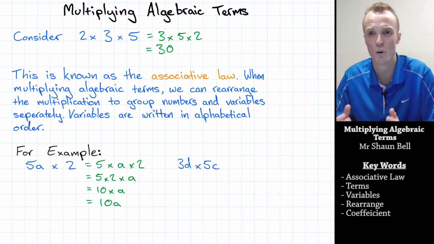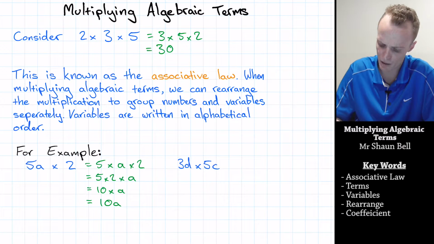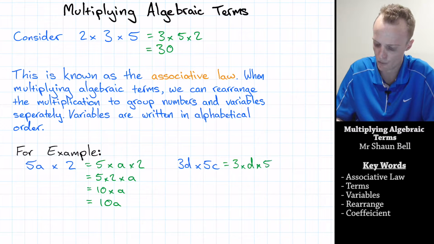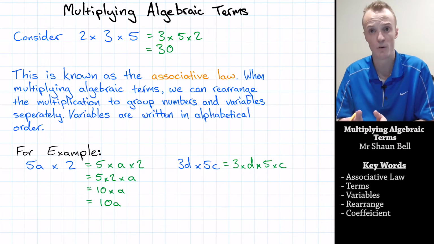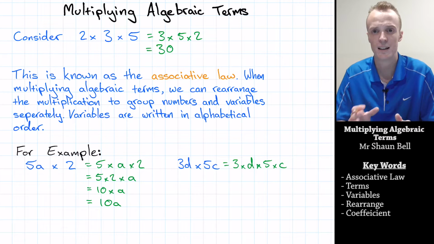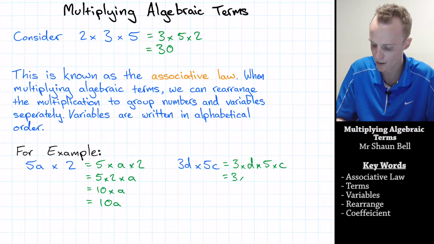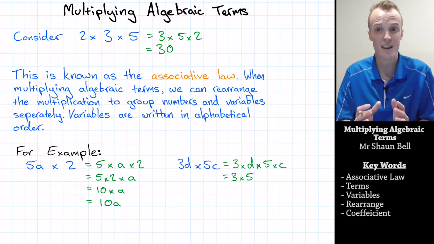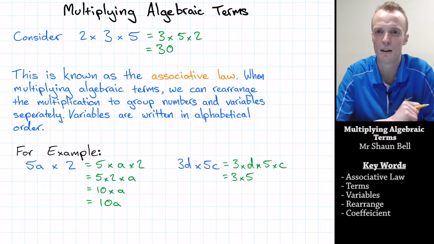But what happens when there's more than one variable involved? Well, let's take a look. Remember, I can actually rewrite this statement as 3 times d times 5 times c. And the associative law tells me that I can rewrite any statement that's just got multiplication in every step in any order that I like. So let's group together the numbers first. So that's going to be equal to 3 times 5. And then I want to group the variables together. But I want to group the variables together so they're in alphabetical order.